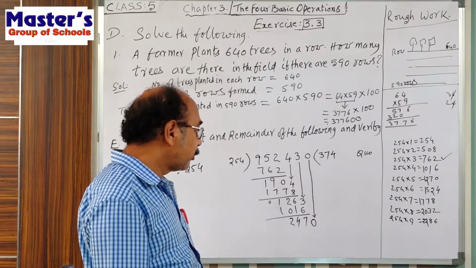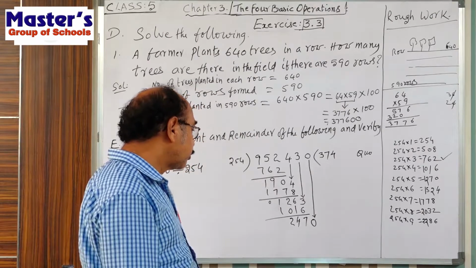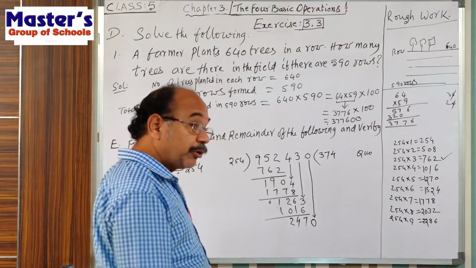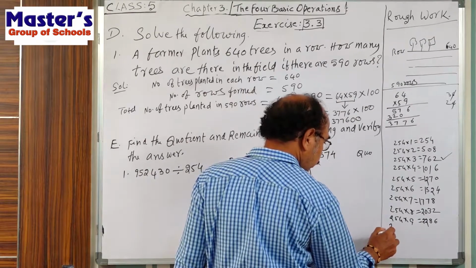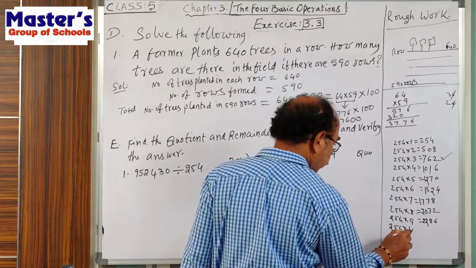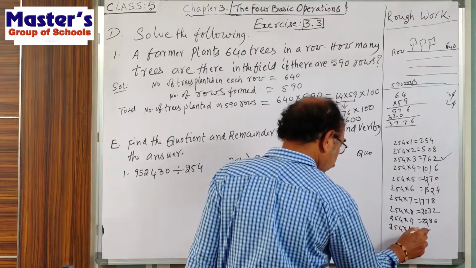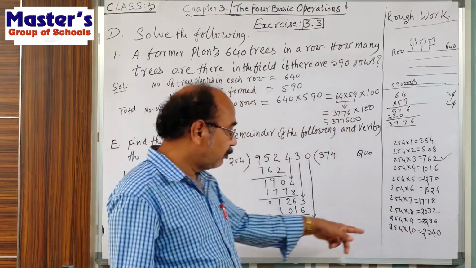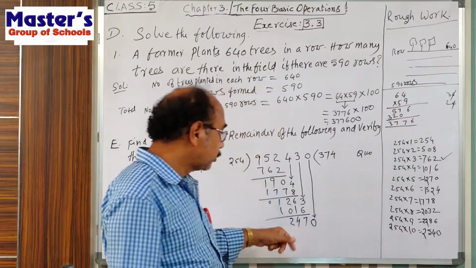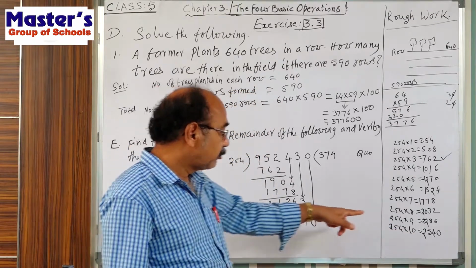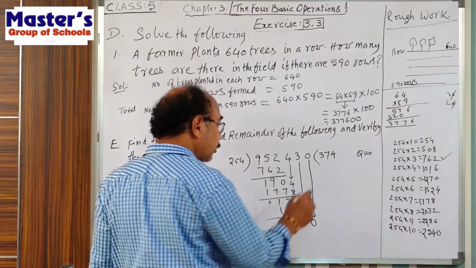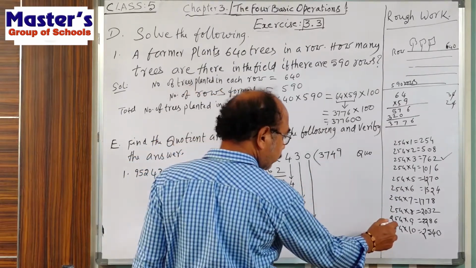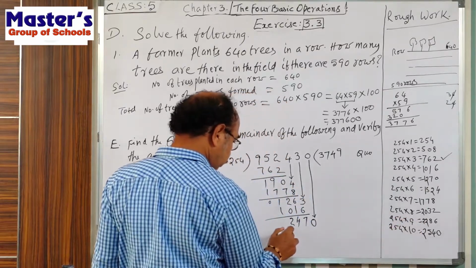9 times. How many times? 9 times means 2286. If you take 10 times, 254 into 10 means 2540. You are getting more. 2540 is more than this. That's why you select only 9 times. 9 times means how much we got? 2286.